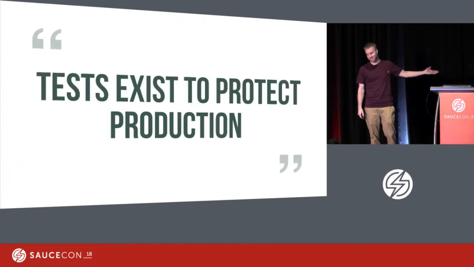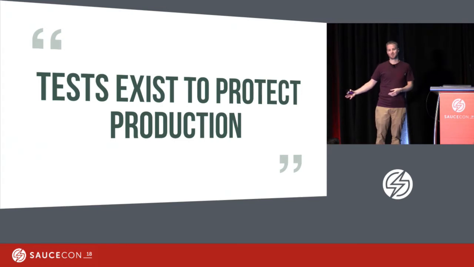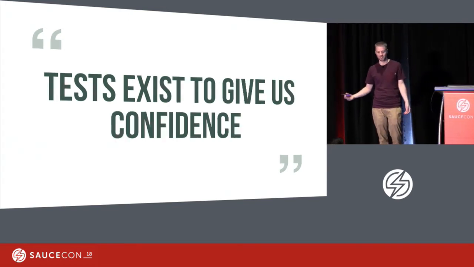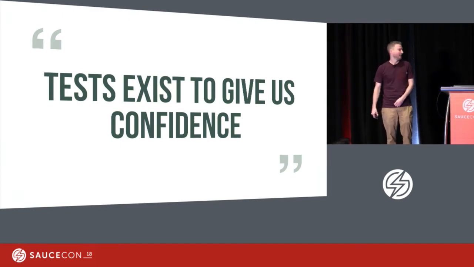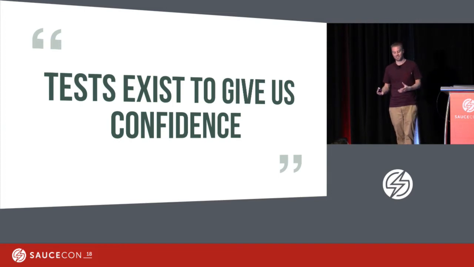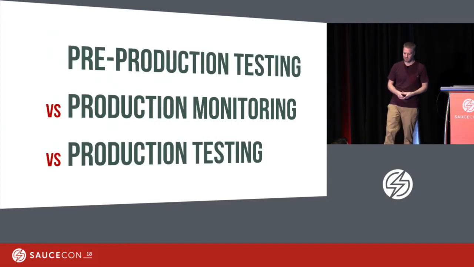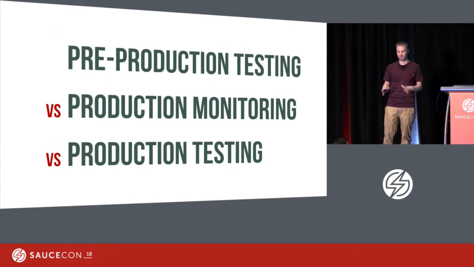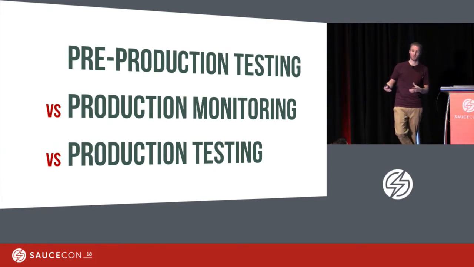So apart from tests existing to protect production, what else do tests provide us? We think that they also exist to give us confidence. And if we can give that confidence using a different technique, then we accomplish the same goals. So I just want to call out these three different types of testing and how we think about them. Pre-production testing is the more conventional approach. We run this on a local or a stage version of our application, usually in a pull request and prior to it being merged into master.